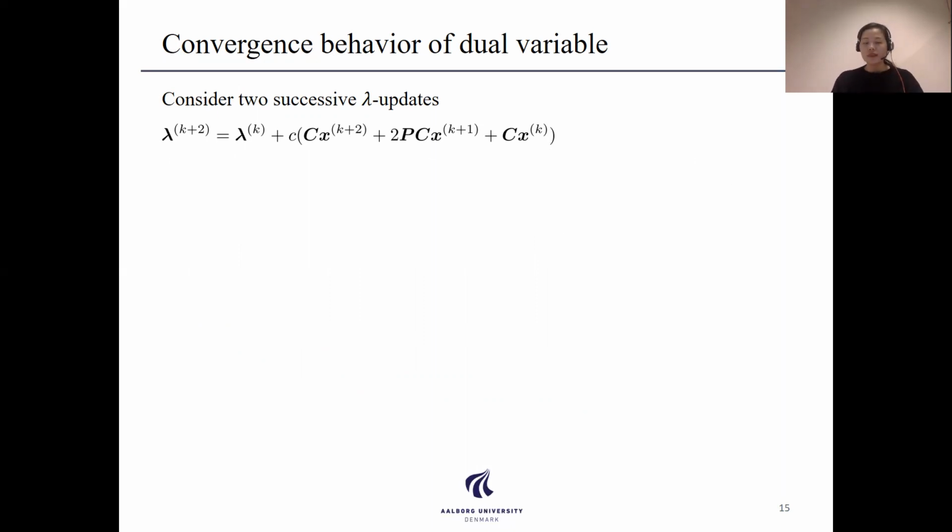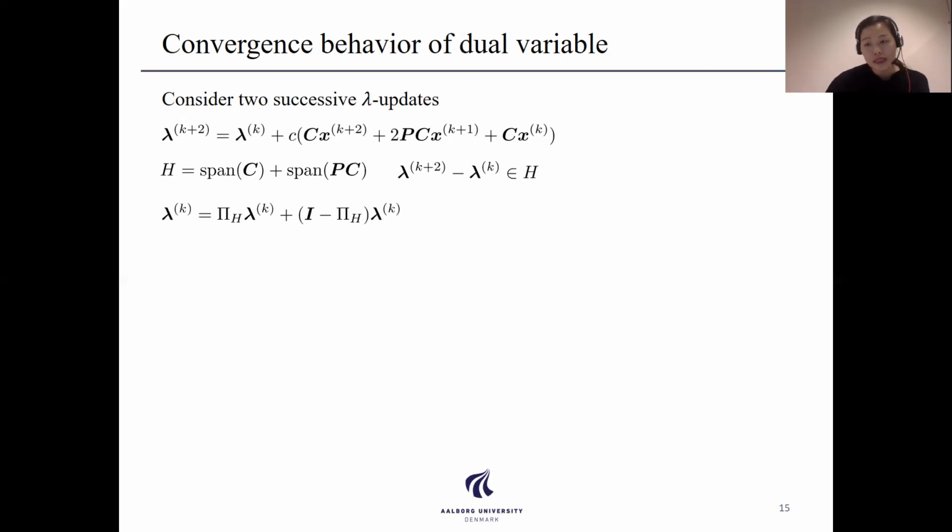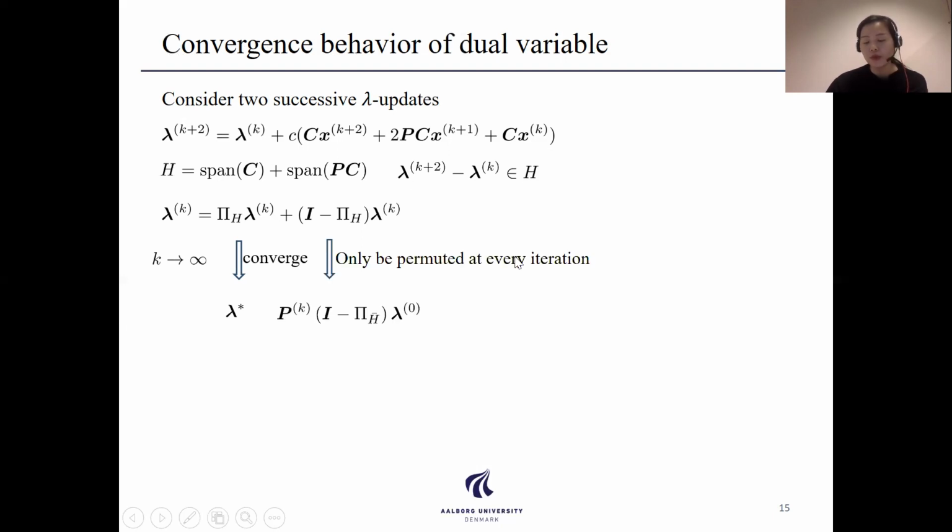So let's consider two successive lambda updates, and let H denote the span of the C and PC matrices. Every two successive lambda updates will only happen in this subspace H. So this is why we can always decouple lambda into its projection onto the subspace and its orthogonal projection. It is proven that this projection will always converge to a fixed point, and the other part will not change but only be permuted at every iteration.